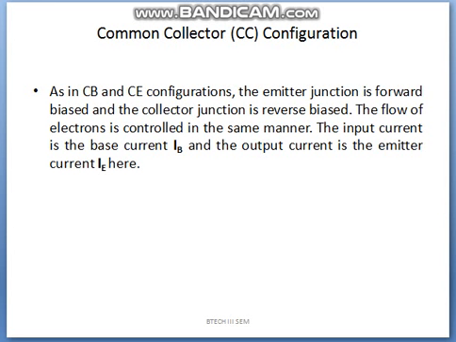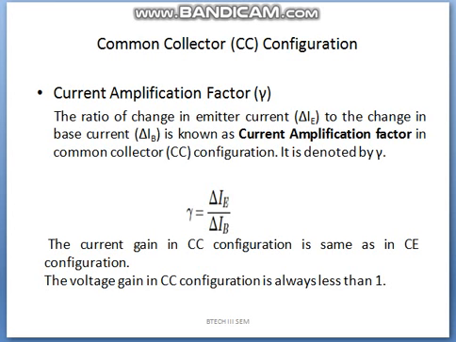As in common base and common emitter configuration, the emitter junction is forward biased and the collector junction is reverse biased. The flow of electrons is controlled in the same manner. The input current is the base current and the output current is the emitter current in common collector configuration.